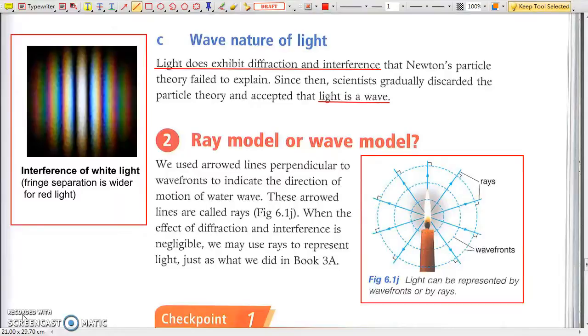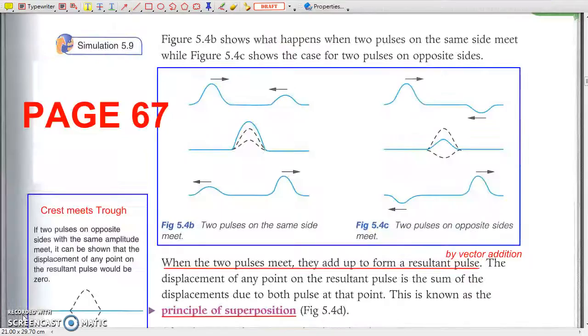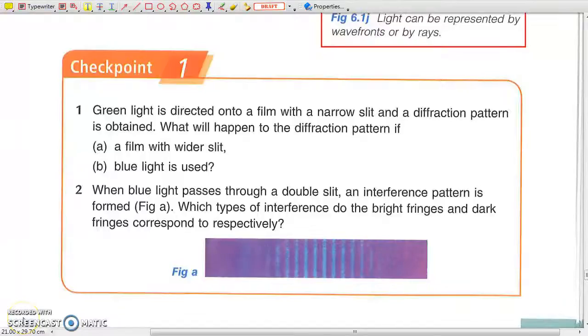2. Ray model or wave model. We may use ray model or wave model in many cases about light. However, for diffraction and interference, we must use wave model in which we have to draw wavefronts but not rays. All in all, diffraction and interference are a result of superposition of waves. Do check point 1 below.